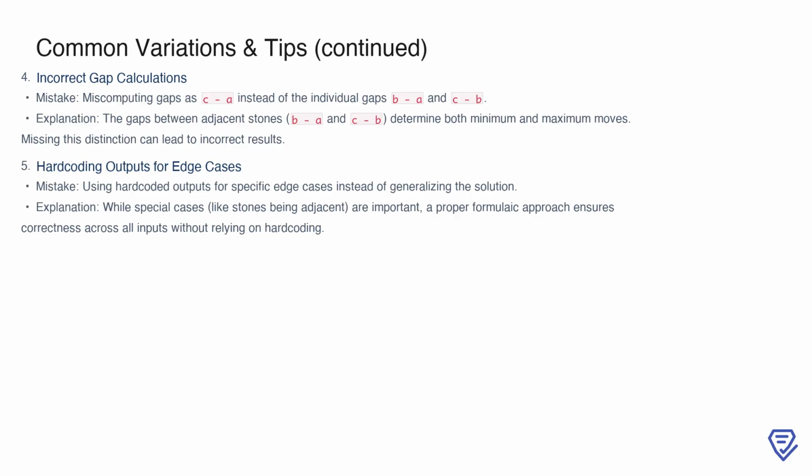These adjacent gaps are crucial for determining both minimum and maximum moves, and conflating them into a single value can produce incorrect results. Additionally, hard-coding outputs for specific edge cases, like stones being adjacent, should be avoided. While handling special cases is important, a generalized solution that uses a formulaic approach ensures that your code is robust and works for all possible inputs. Relying on hard-coded values can make your solution brittle and prone to failure if the problem's constraints change slightly.